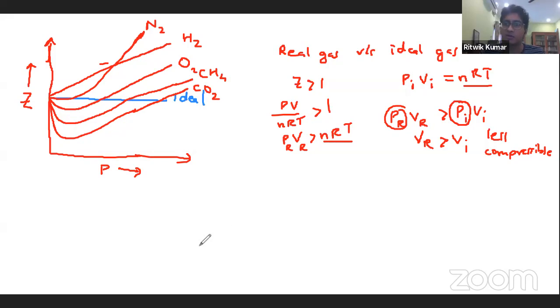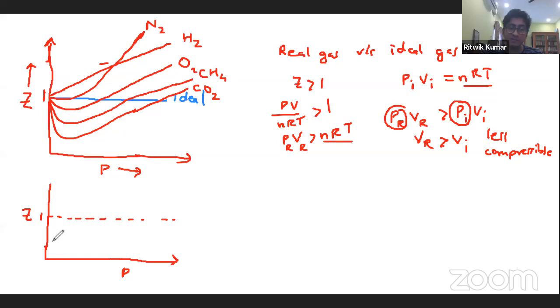Now, another aspect of this is related to temperature. How does temperature change the behavior of a real gas with respect to an ideal gas? If we look at Z versus P for different temperature ranges of a particular gas, we have our ideal gas line here, Z equal to 1. As we increase the temperature, what happens? Let's say you're taking something like CO2. So for CO2, let's say it's like this.